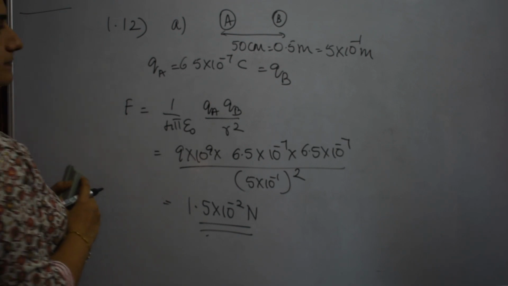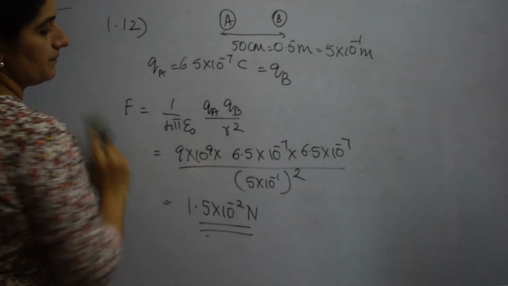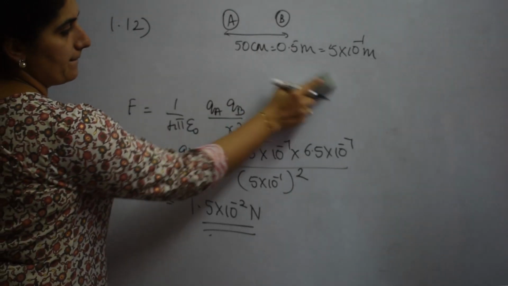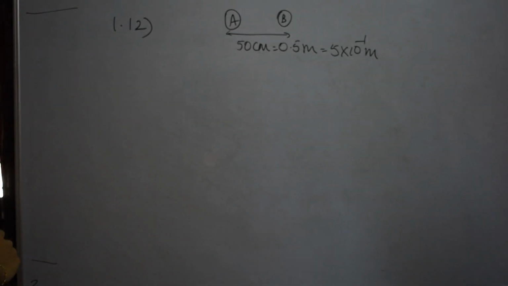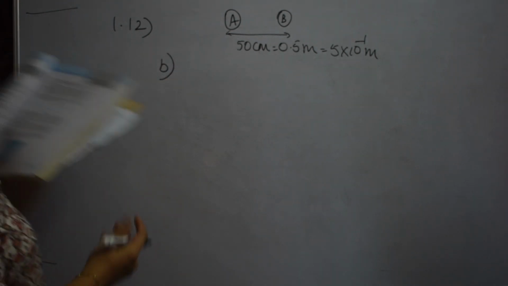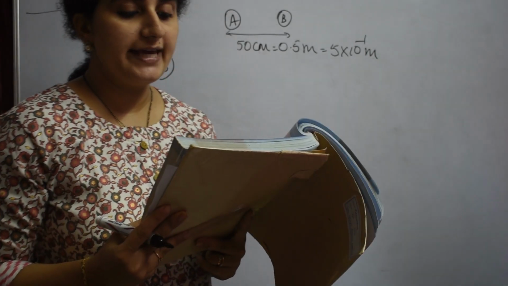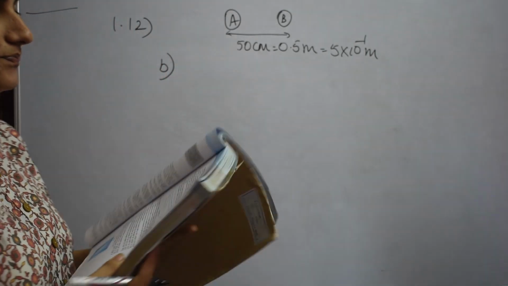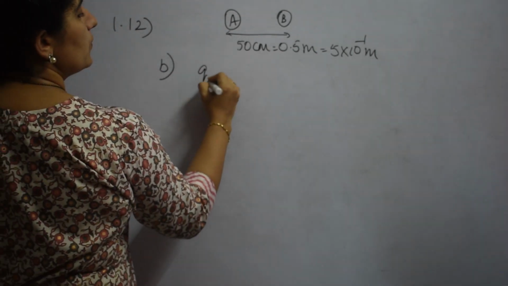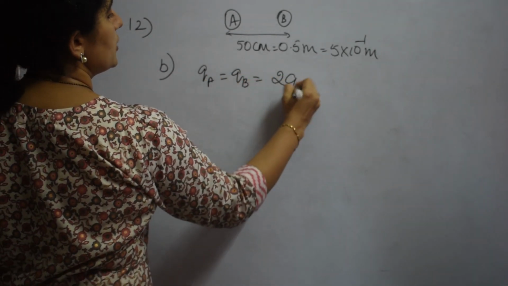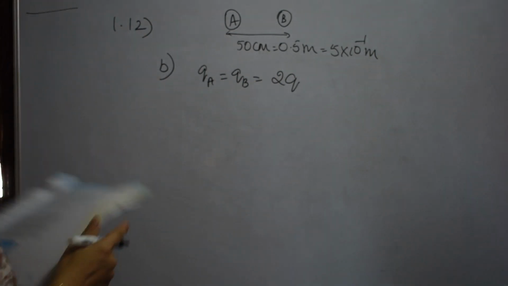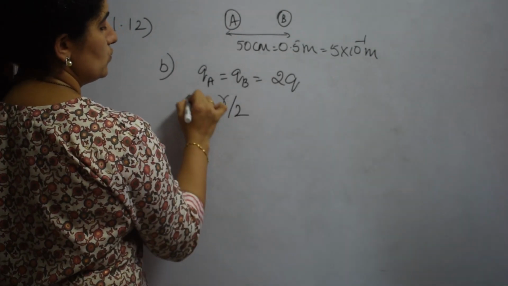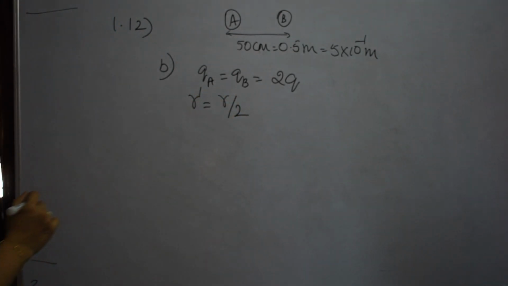Now the second part, part B: what is the force of repulsion if each sphere is charged double? So you have QA is equal to QB is equal to 2Q, doubled, and the distance between them is half. So the new R is R by 2.